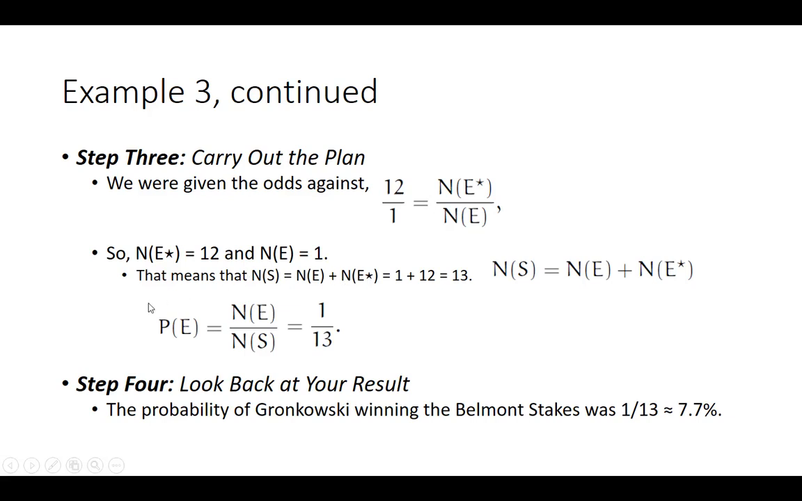Plugging what we now know into the probability formula, the probability of the event is N of E over N of S. N of E was 1, N of S was 13. The probability of the event would be 1 in 13, or about 7.7%. That wasn't too bad. Let's look at another example.